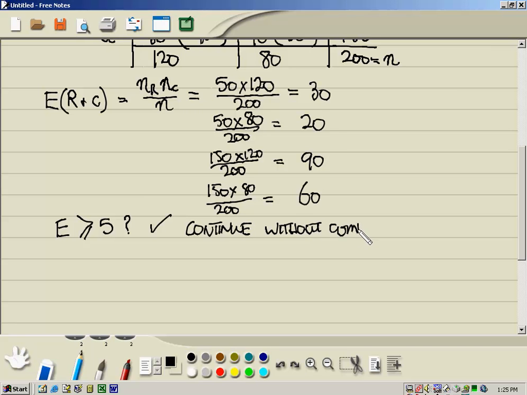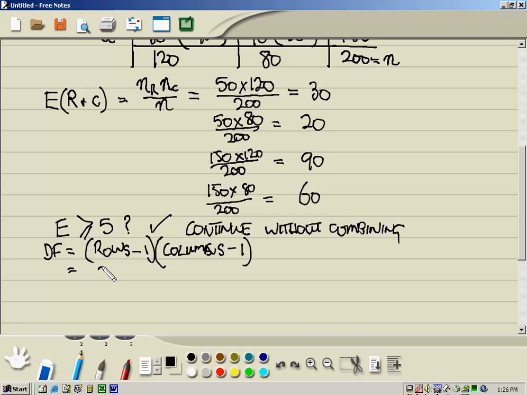And now we're ready to do our degrees of freedom. If we had to combine, the degrees of freedom would change. So degrees of freedom for a contingency table test will be the number of rows of observed data minus 1 times the number of columns of observed data minus 1.